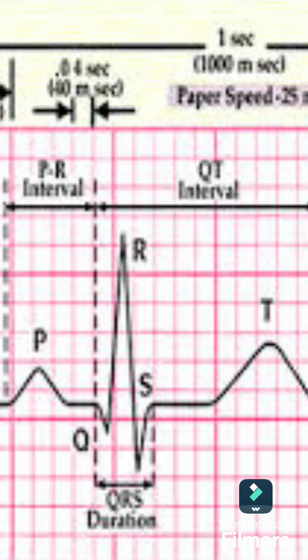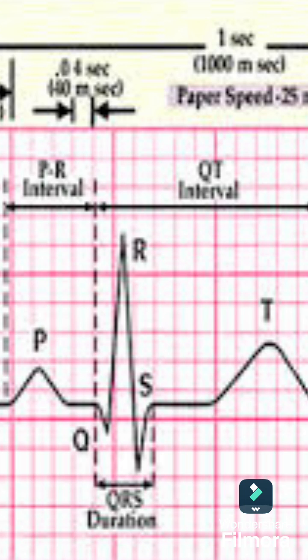ST segment elevation. If there is a 2 millimeter, 2 small square, elevation in the ST segment in the chest leads, it is myocardial infarction. And if it is 1 millimeter elevation in the limb leads, it is myocardial infarction. Repeat after me. So the ST elevation in the chest lead is 2 millimeter and it is myocardial infarction, and in the limb leads, if it is 1 millimeter elevation, it is myocardial infarction.